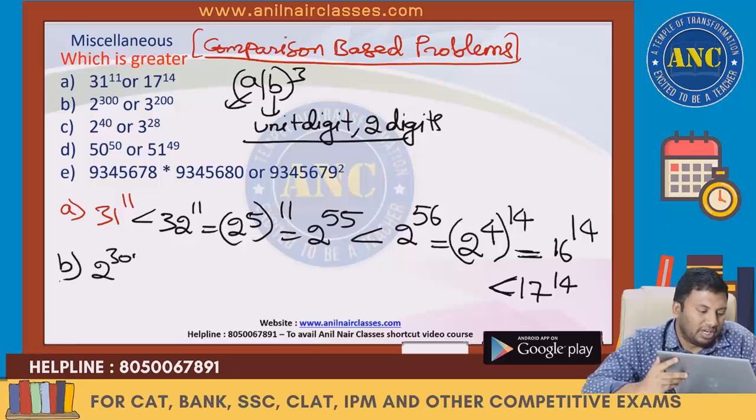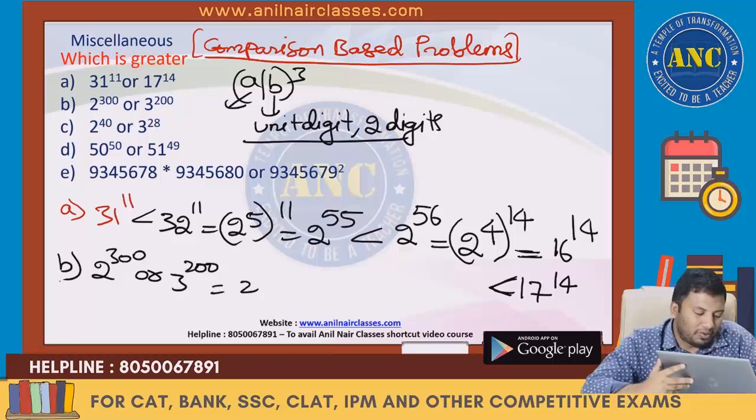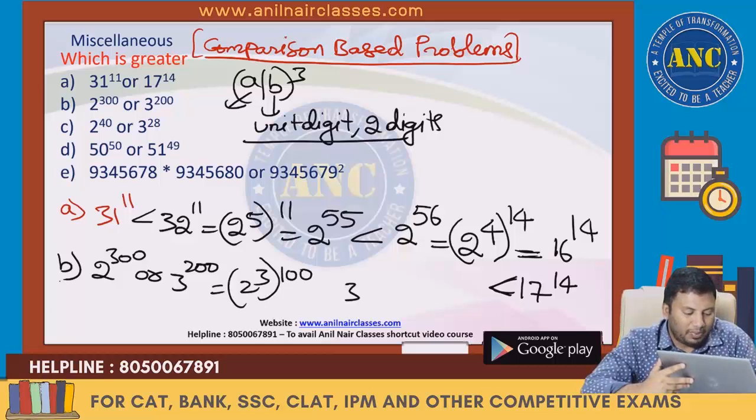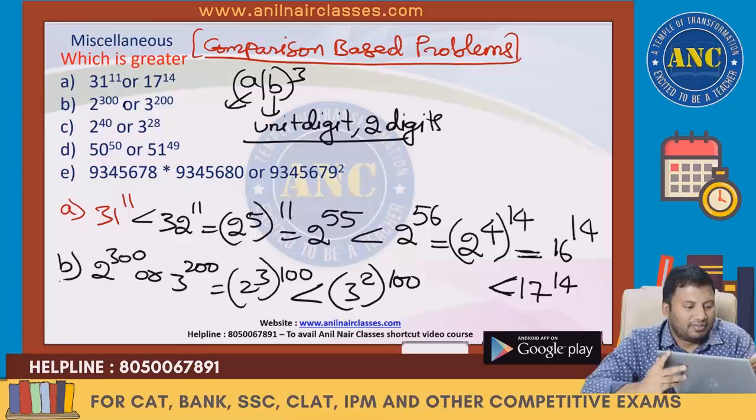2 power 300 or 3 power 200. 2 power 300 is 2 power 3, power 100. 3 power 200 is 3 square, power 100. 8 is less than 9. First one, it is less than. Second one, it is also less than.